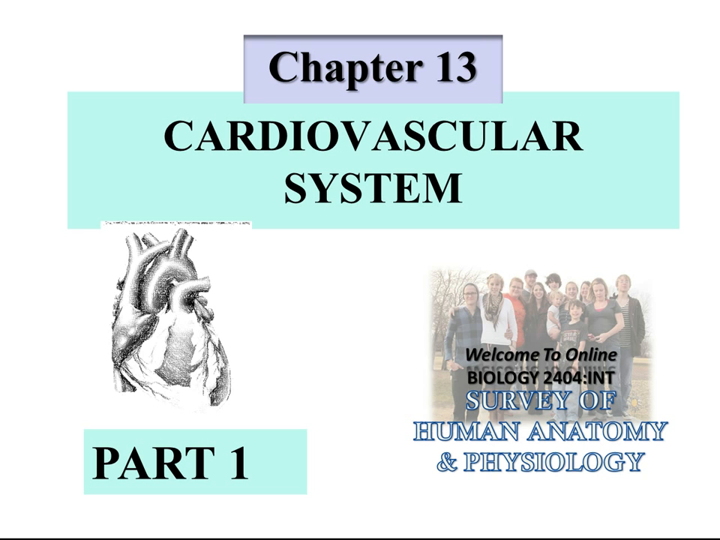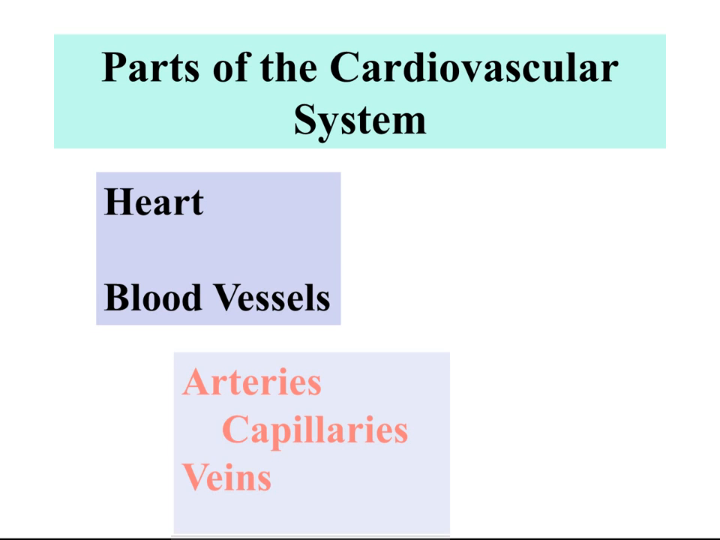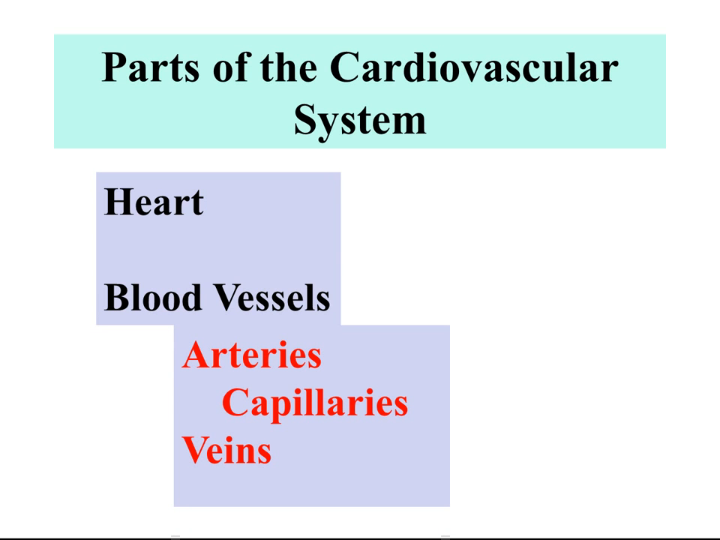Today we're going to look at chapter 13, the cardiovascular system. The parts of the cardiovascular system include the heart and the blood vessels. Carrying blood away from the heart are the arteries. Arteries give rise to arterioles, and even smaller than that, the capillaries, and then to venules, and then larger veins, and veins carry blood back to the heart.